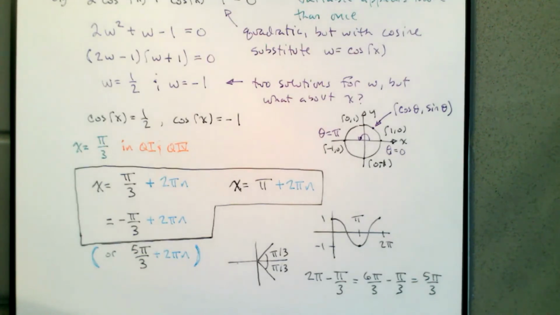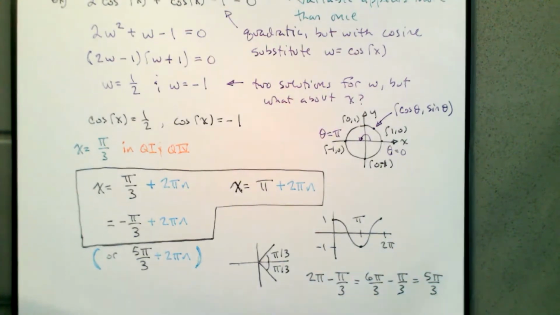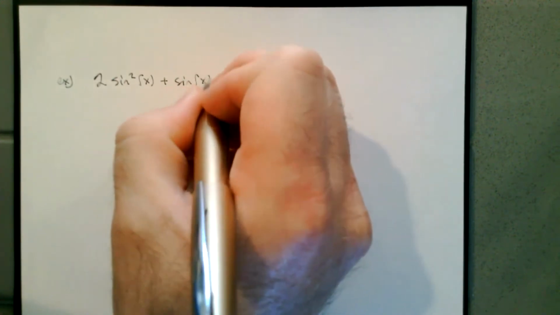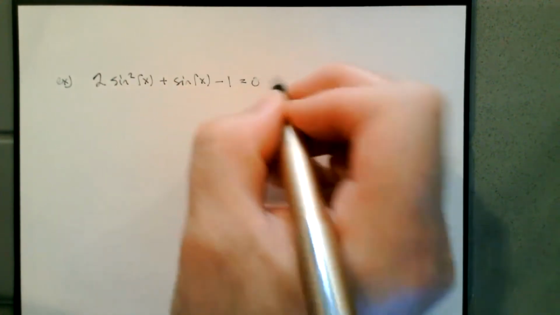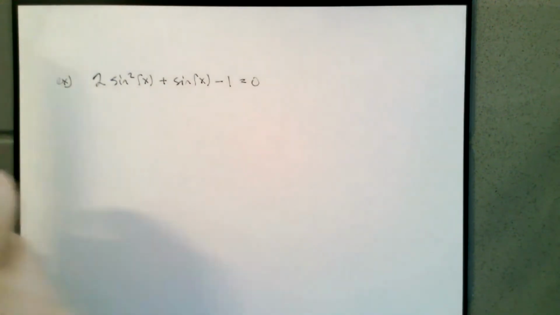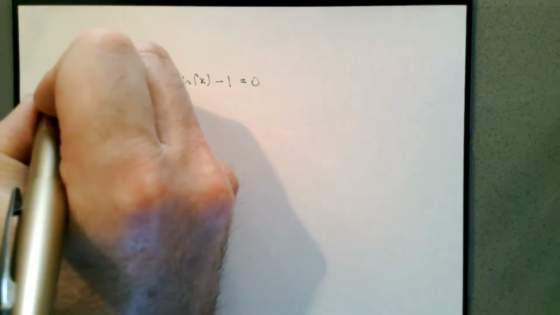I like to do small changes to things. Let's do a small change. Because this is fun. So let's look at a second example. I'm going to keep the quadratic. I'm just going to replace our cosine with sine.